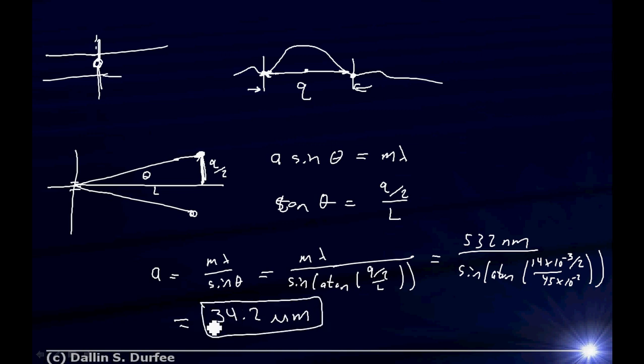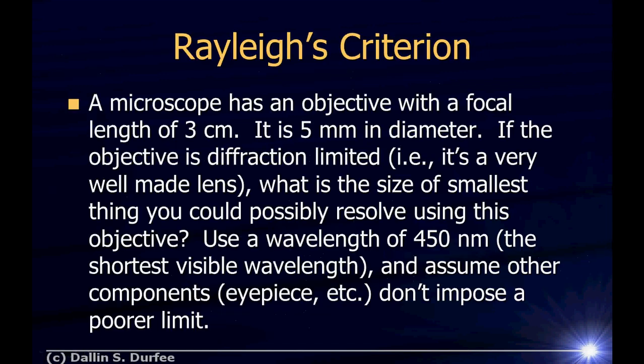All right, there's an example for you. Rayleigh's criterion. A microscope has an objective with a focal length of 3 centimeters. It is 5 millimeters in diameter. If the objective is diffraction limited, in other words, it's a very well-made lens, what is the size of the smallest thing you could possibly resolve using this objective? Use a wavelength of 450 nanometers, the shortest visible wavelength, and assume other components don't impose a poorer limit.